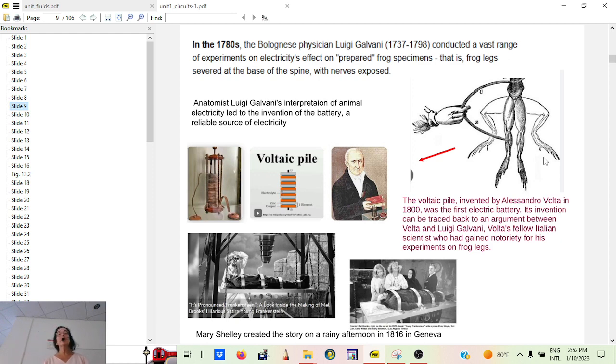He thought that life is connected to electricity. So he thought that life inside the frog was producing electricity. And that idea of life being electricity, or electricity being life, inspired the very famous novel of Mary Shelley, which is Frankenstein, right?